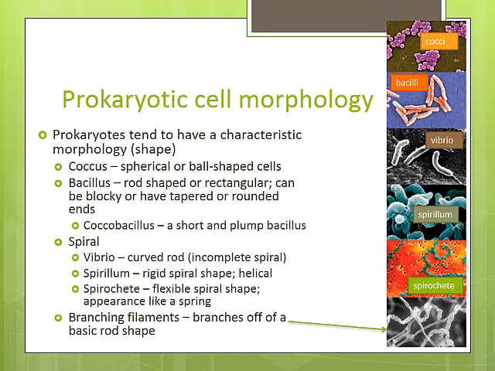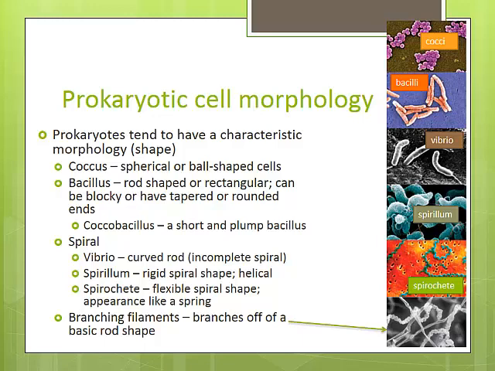We can have a bacillus. The plural of that is bacilli. So if we have more than one bacillus, it's called bacilli. And those are rod-shaped or rectangular. And so they can be really blocky, just like a regular rectangle would look like, or they can have tapered or rounded ends. We can also see something called a cocobacillus, which is a short and plump bacillus. It's basically the mix between a coccus and a bacillus.